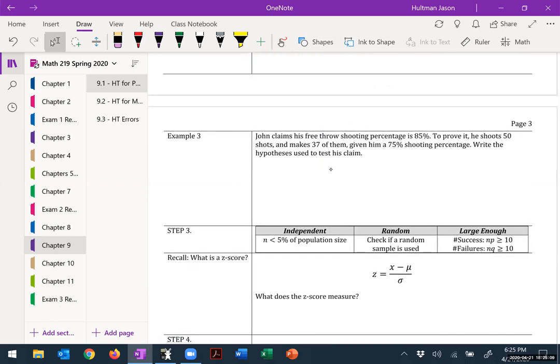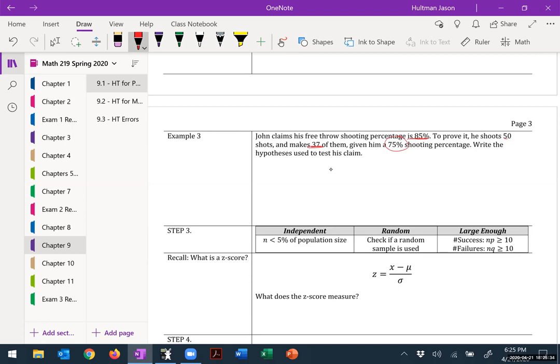Let's go to example 3 here. John claims his free throw shooting percentage is 85%. That's his claim. To prove it, he shoots 50 shots, makes 37 of them, giving him a 75% shooting percentage. Write the hypothesis used to test the claim.